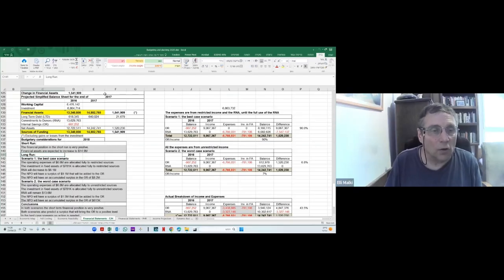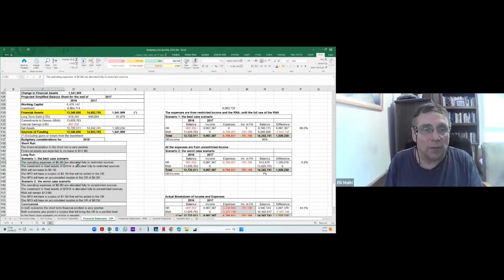Now let's look at the long run. So what happens in the long run? Scenario number one. Here it just states what I've just explained. The operating expenses of $6.8 million are allocated fully to restricted. The investment in fixed assets of 781K is allocated fully to restricted. Okay, so this is this part. Restricted net assets will decrease to 6.1. So the balance of restricted net assets will decrease.